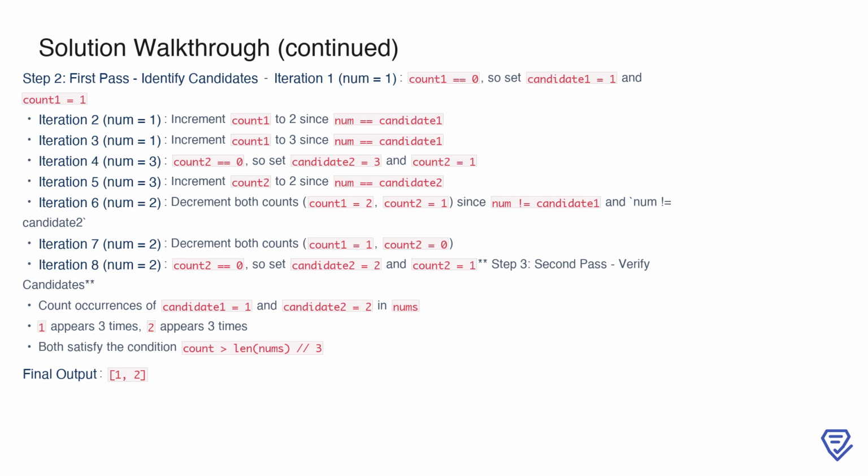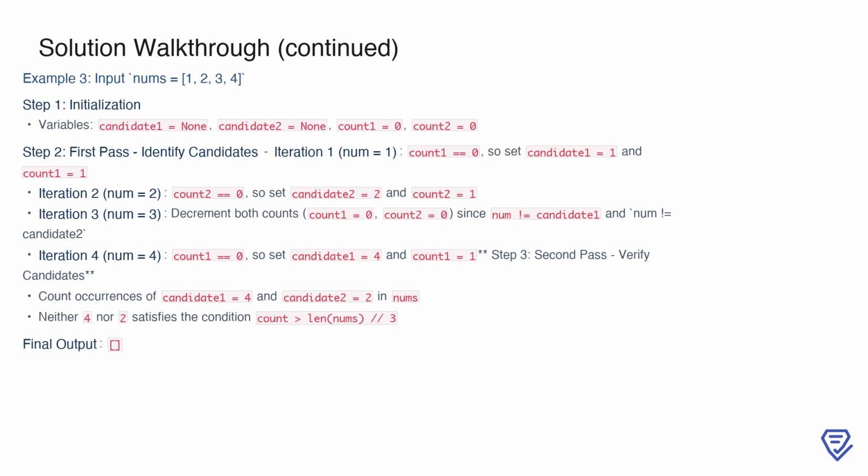In the second pass, we verify these candidates by counting their occurrences in the array. 1 appears 3 times and 2 also appears 3 times. Both satisfy the condition of appearing more than len(nums) // 3, which is 8 // 3 equals 2. Therefore, both are majority elements.